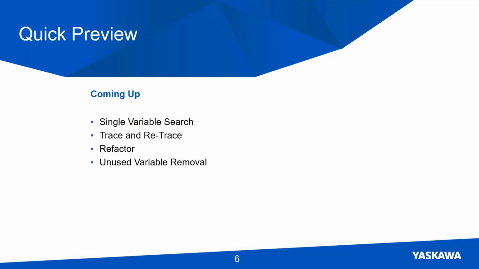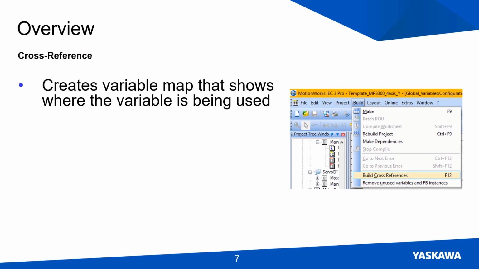Now let's look at this in a little more detail. Let's do a quick refresher on what the cross-reference function is. Cross-reference shows where variables are used within the project code. The cross-reference list can be built using the selection under the Build menu.